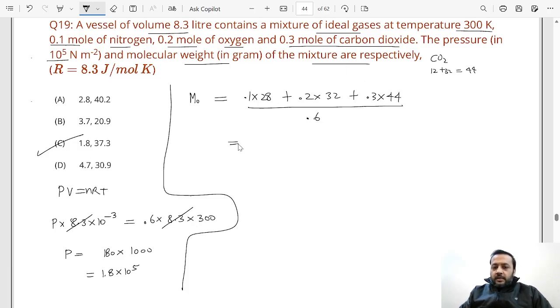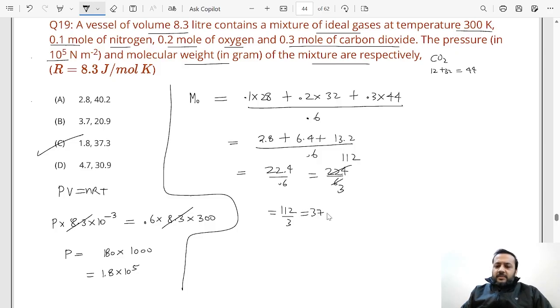Okay, so you see this, what does this become? This becomes 2.8 plus this will become 6.4, and this will become 12 plus 1.2, 13.2. That means upon 0.6. So what will this become? 13 plus 6, 19, plus 2, 21, and this will become 22.4. 22.4 upon 0.6. That means this becomes 224 upon 6. So 2 into 3, 2 into 112. So we get 112 by 3, which is nothing but 37.3. So option C is the correct answer for this question.